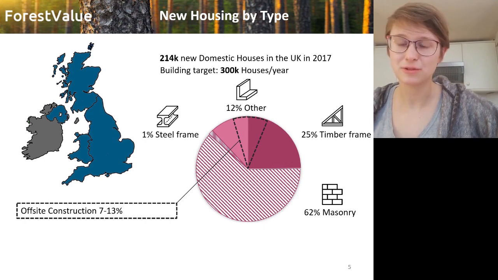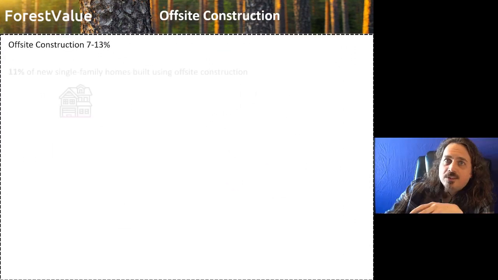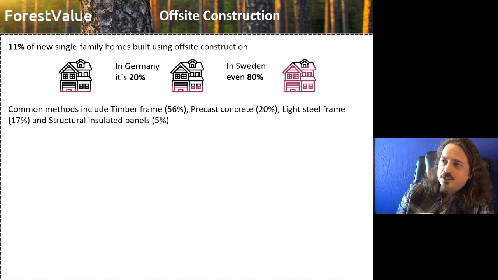So how could off-site construction maybe help? It's something that the government and the industry would like to increase because it solves quite a few of the problems. The reasons that we've not met our building targets are often because of skill shortages and economic reasons, and it's possible that more off-site construction can solve those problems. So the common methods for off-site construction are timber frame, that's a little bit more than half, but there's also a lot of precast concrete and light steel frame and structural insulated panels too.